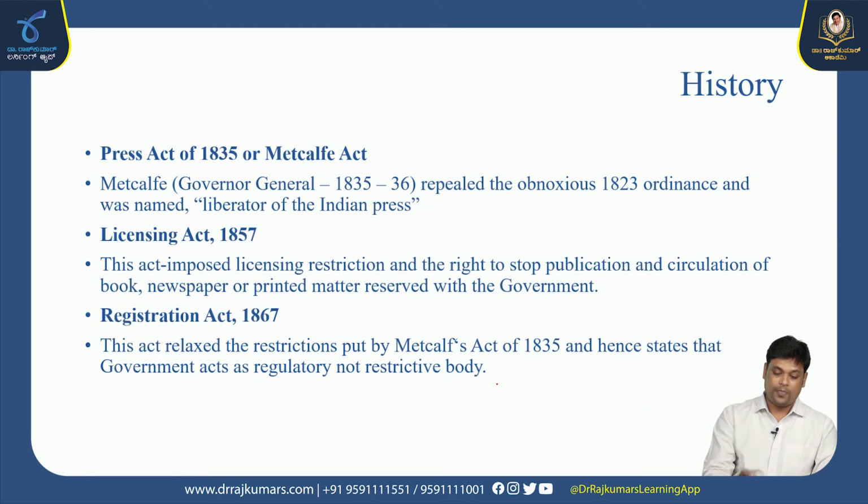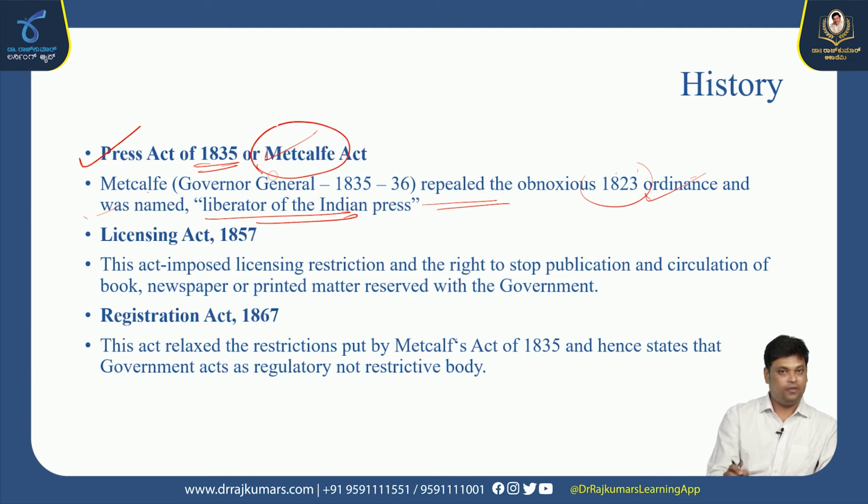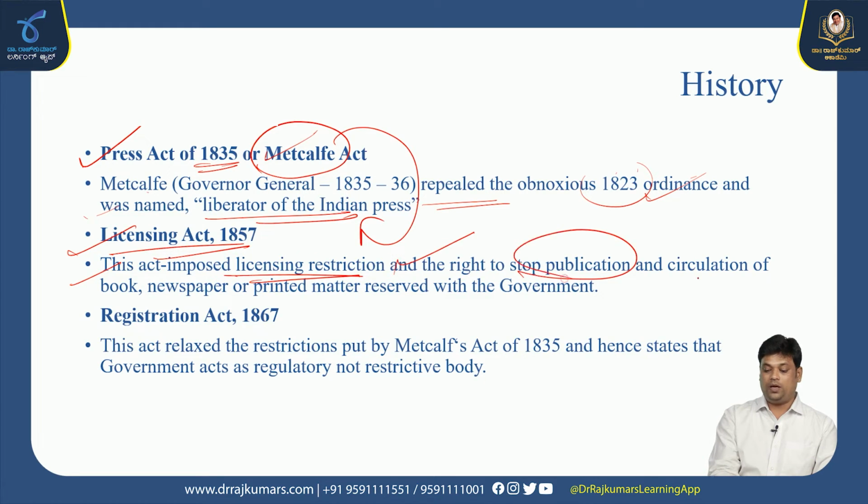That is the intention. Press Act of 1835 or Metcalfe Act. They repealed the 1823 regulation, and Metcalfe was named the Liberator of the Indian Press. So Metcalfe is popularly considered the Liberator of the Indian Press. Licensing Act of 1857. This act imposed licensing restrictions and gave the government the right to stop publication and circulation of books, newspapers and printed matter. Registration Act of 1867. This act relaxed the restrictions put by the Metcalfe Act of 1835. Hence the state government acts as a regulatory, not restrictive, body.